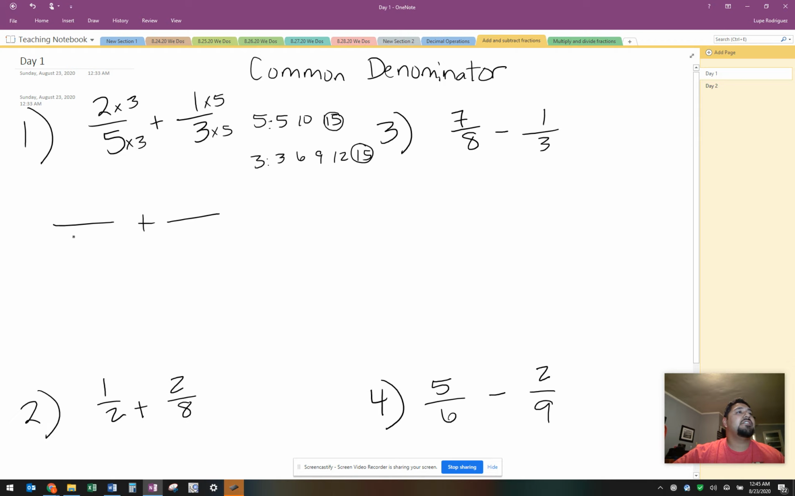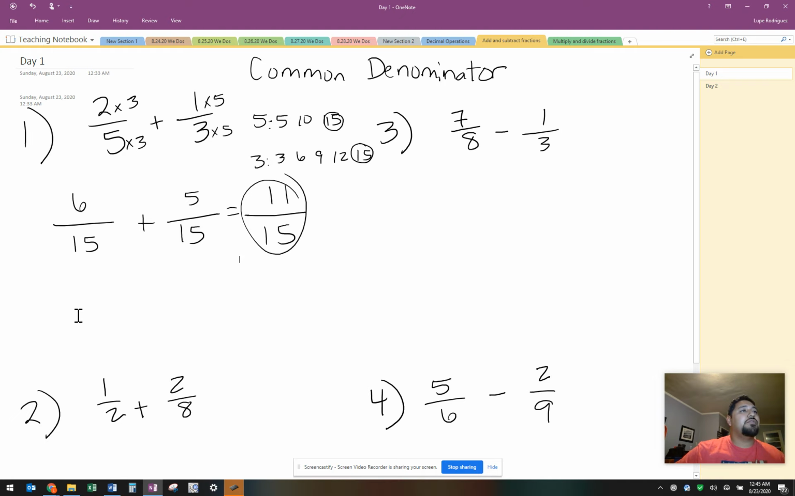this is addition. It's going to be 15 and 15. And 2 times 3 is 6. 1 times 5 is 5. And what we're going to do is we have to keep the same denominator. So this is going to be 6 plus 5 is 11. Okay. And if I could reduce that, I would, but in this case, I can't. And this is going to have to be my answer.